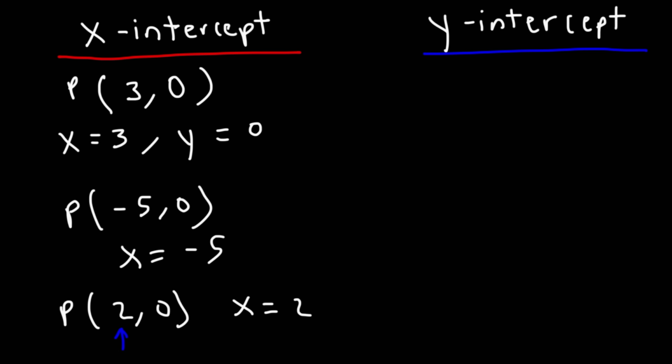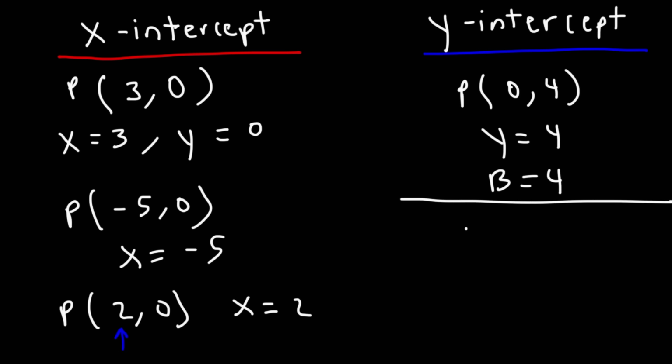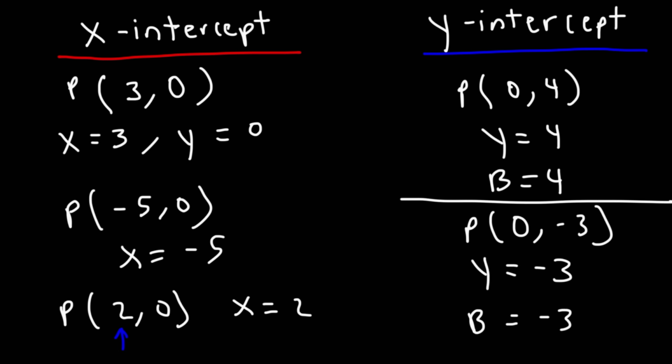For the y-intercept, the situation is reversed. The y-intercept is the y-coordinate of a point when x is 0. So let's say if we have the point 0, 4, the y-intercept is 4. So remember, when dealing with linear equations, the y-intercept is also equal to b. So we would say that b is 4. Here's another example of a y-intercept. Let's say the point 0, -3. So x is 0, y is -3. The y-intercept is -3. So we can say that b is equal to -3.